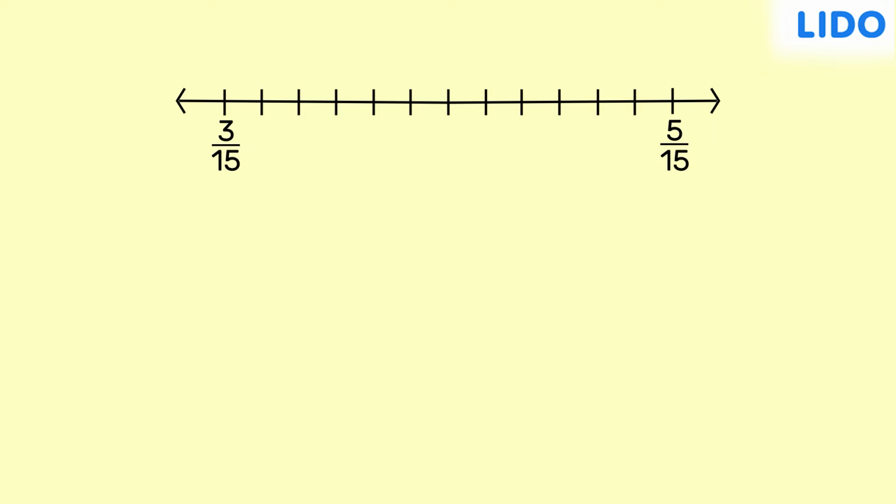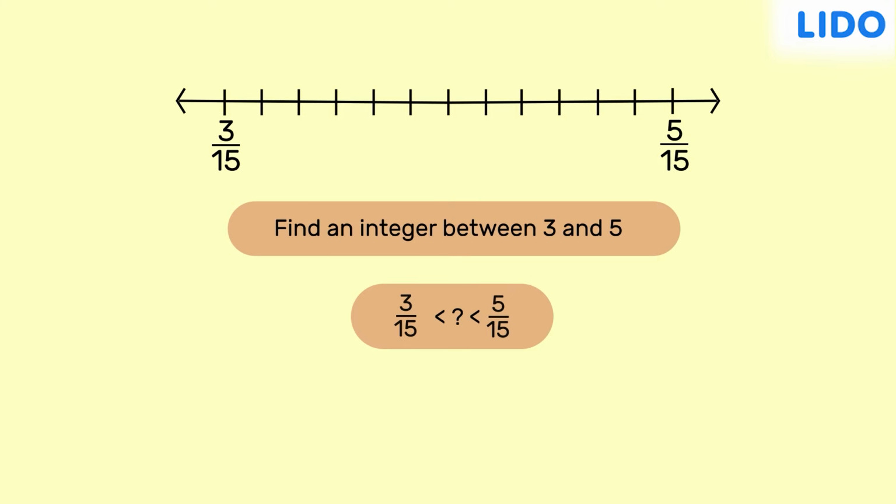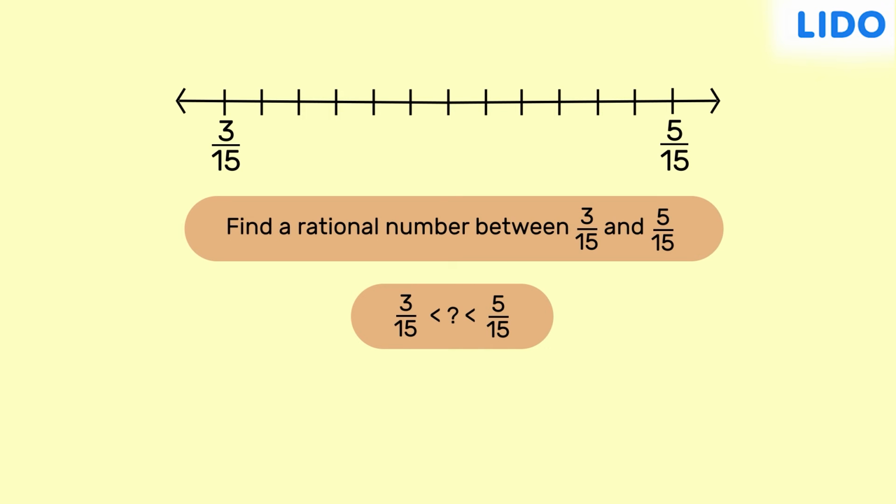Why should we do this, you ask? Let's see. Look at the numerators here. We have 3 and 5. Since both fractions are now like fractions, the question can be modified to find an integer between 3 and 5, and that integer is 4. So the rational number between 3 by 15 and 5 by 15 is 4 by 15, and therefore we can say that one rational number between 1 by 5 and 1 by 3 is 4 by 15.